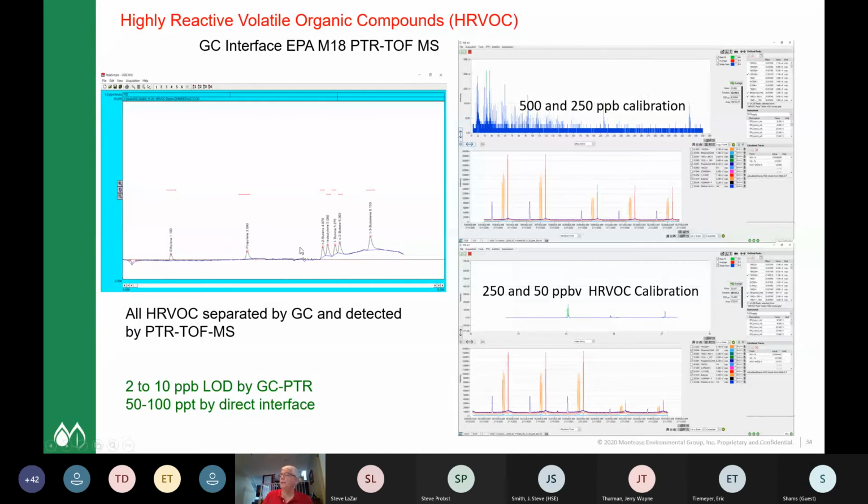So we can separate out the HRVOCs with the GC column system, take it out. Instead of running it through the FID, we can put it into the PTR. And that's what these represent here. I cut off ethylene here by mistake. It's propylene, the butenes individually, and 1,3-butadiene. 2 to 10 ppb by GC interface, 50 to 100 ppt by the direct interface mode.